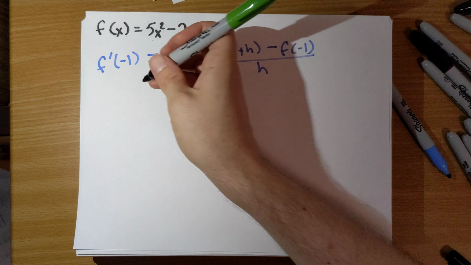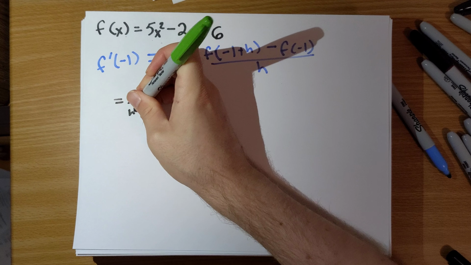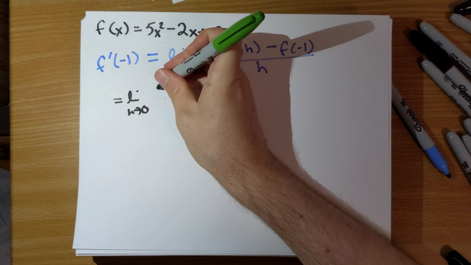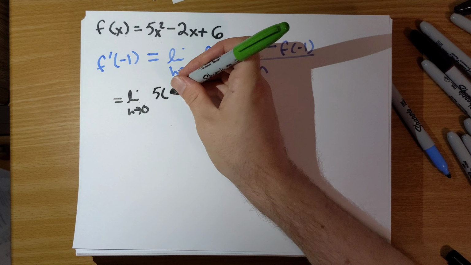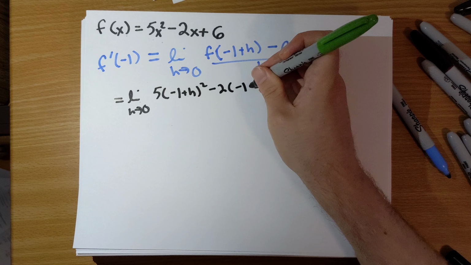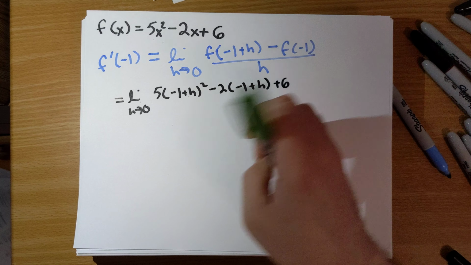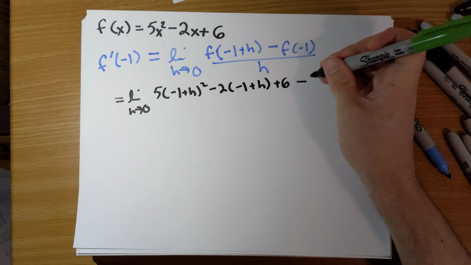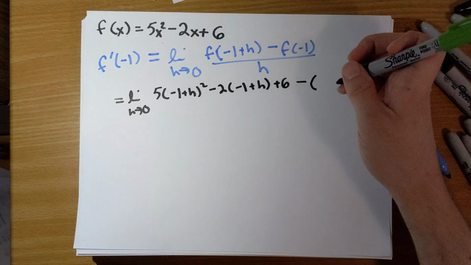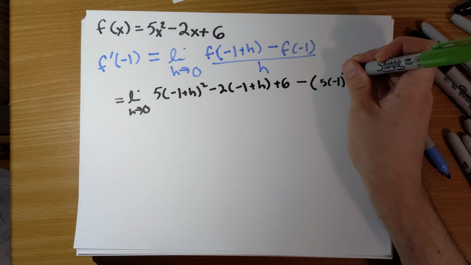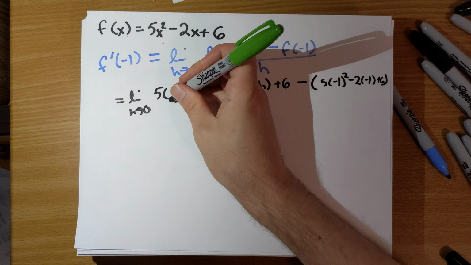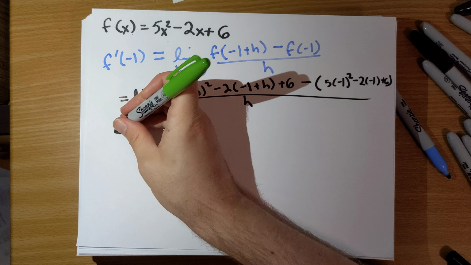Okay, so this is going to equal the limit as h goes to 0 of 5 times (-1 plus h) squared minus 2 times (-1 plus h) plus 6. So that's f of -1 plus h minus f of -1. So that would be 5 times (-1) squared minus 2 times (-1) plus 6, all of that over h.